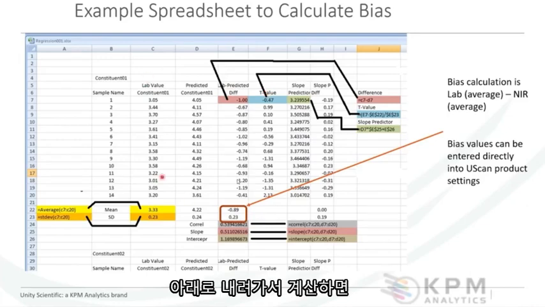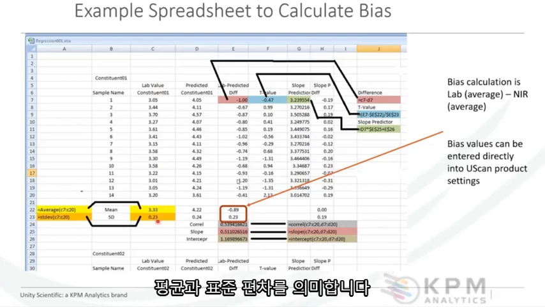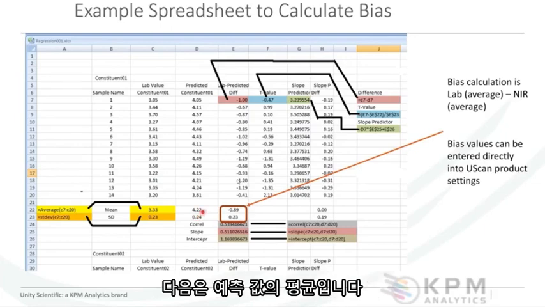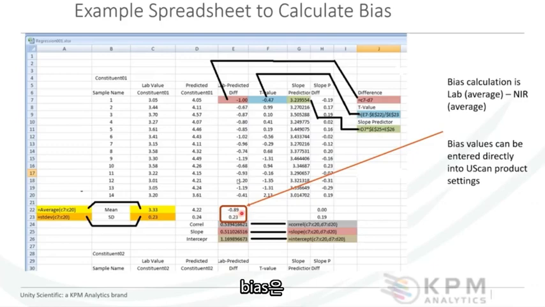Okay, then you go down and you're calculating your means, your averages, and your standard deviations. So here's the mean of the lab values. Here's the mean of the predicted values. And you can see that the bias that we would want to apply would be a minus 0.89, which makes sense. If we subtracted 0.89 out of here, we would get back to the lab or the reference value. So this bias is a value that could be directly inputted into UScan product settings.